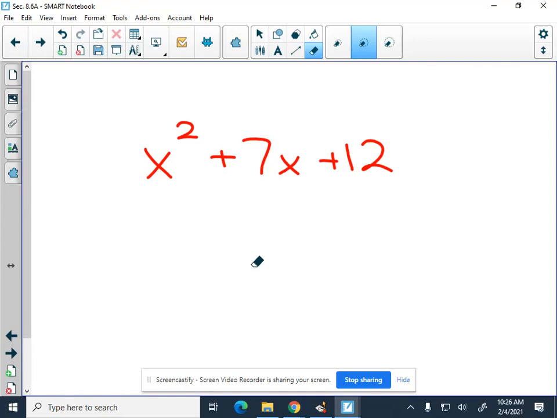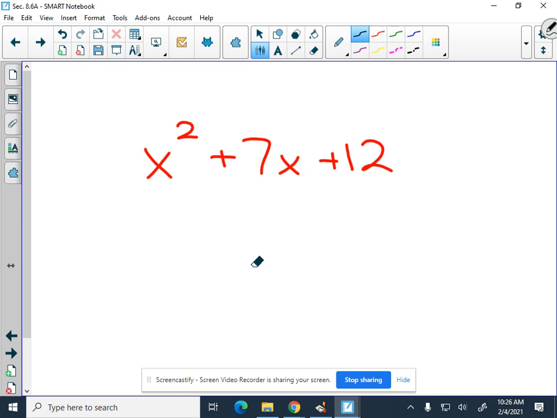So this is section 8.6. We're going to break this one up into a couple of different lessons because this is a little more difficult. First, I'm going to review what we should already know. We should know how to factor a problem like this. Today's going to be different.